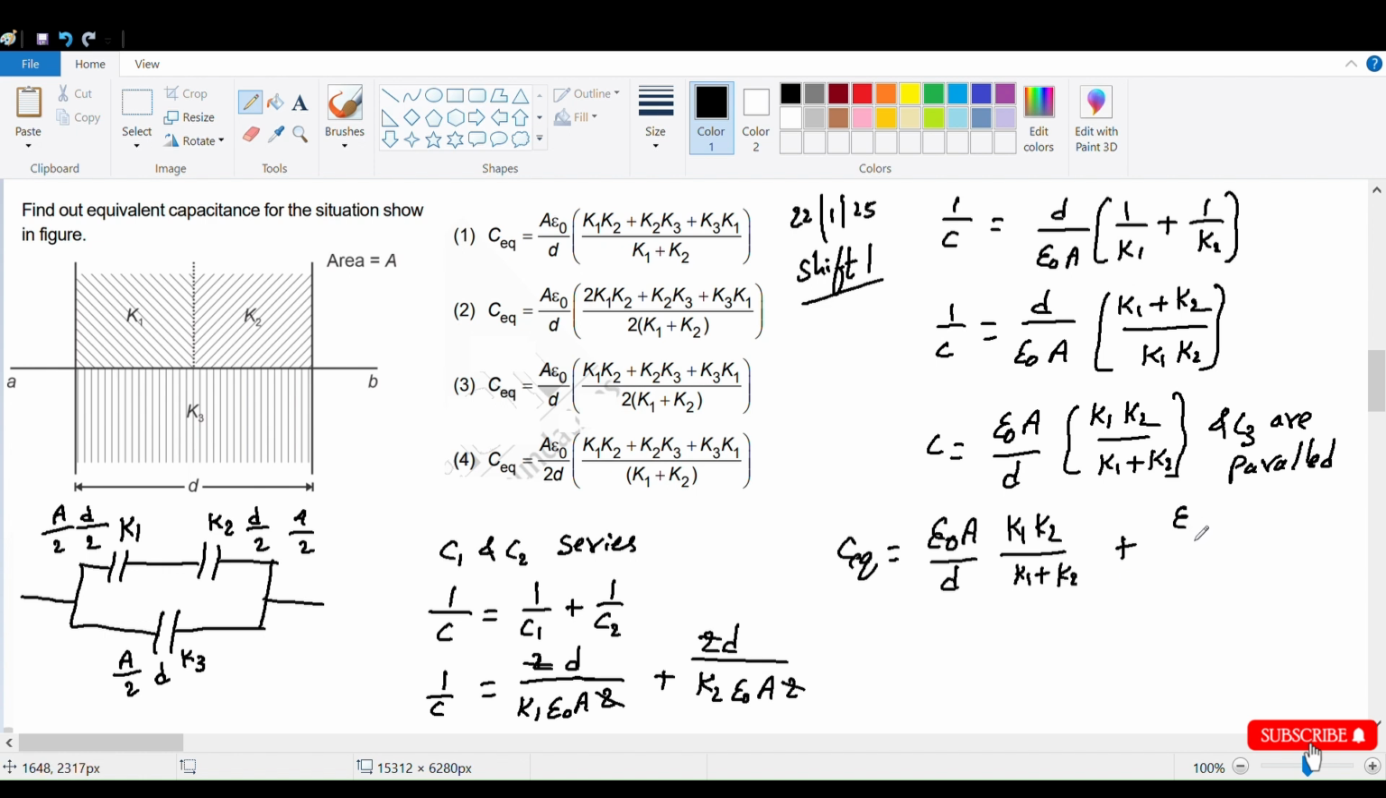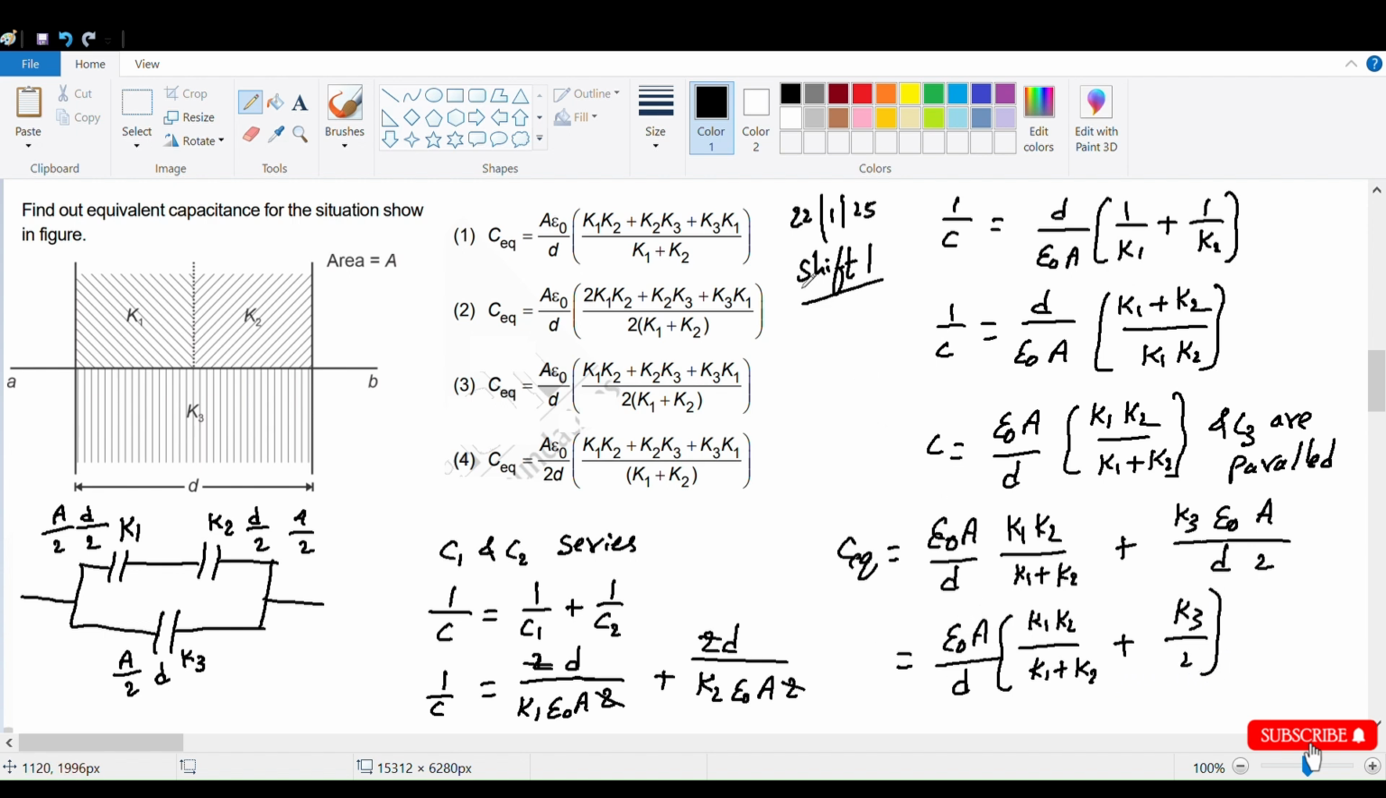C3 is K3 times epsilon naught A by 2, divided by D. D is the same. Now you see, in these two terms, I am taking epsilon naught A by D common. So that will become K1 K2 by K1 plus K2 plus K3 by 2. So that will be the answer.